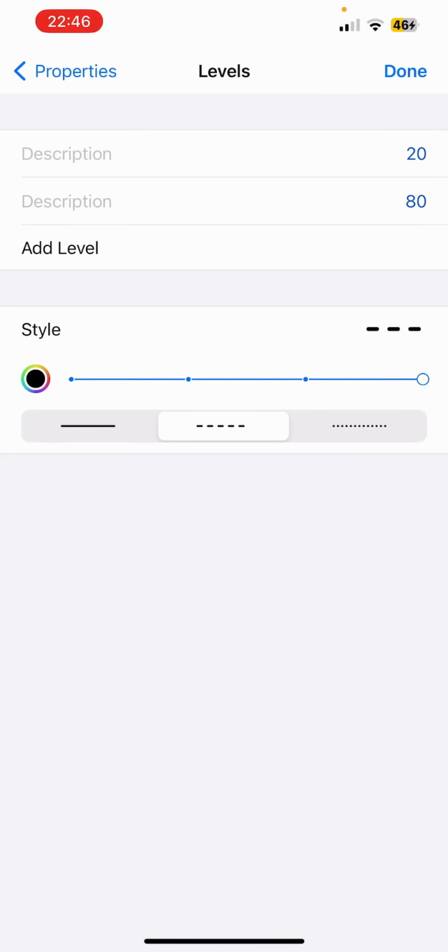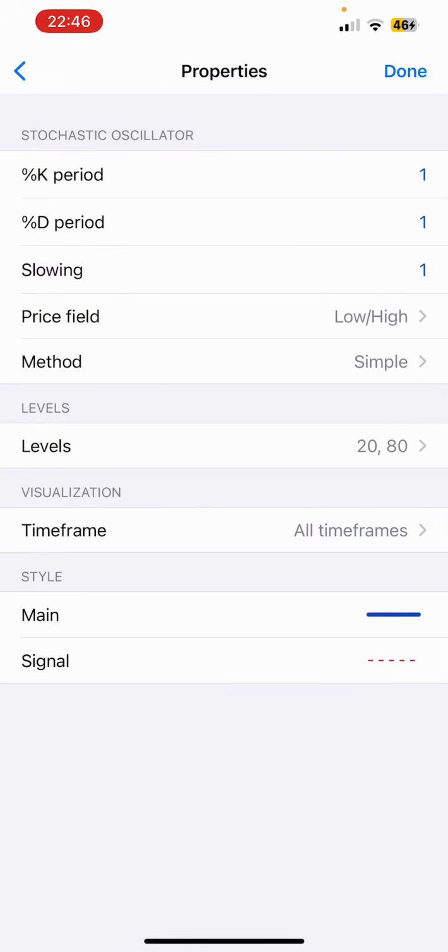20, 80. So here you want to basically select black line. Then you select this one here as the take line. So the description of this one is 20, this one is 80. So 20, 80, that's the level. Time frame, you want to see all time frame.